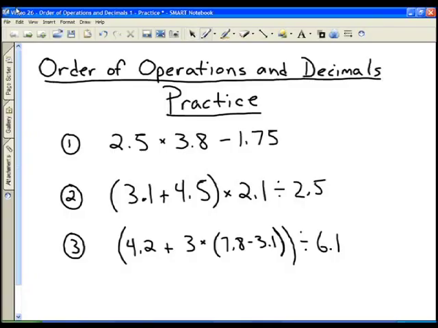Now be careful of this third one because it's a little tricky. There's two sets of brackets here, so I'll give you a little bit of a hint. You want to work out this bracket on the inside first.